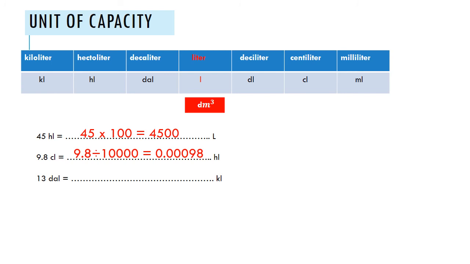The last example is 13 decaliter to kiloliter. You have 2 steps between decaliter and kiloliter, so we divide by 100. 13 divided by 100 is 0.13.